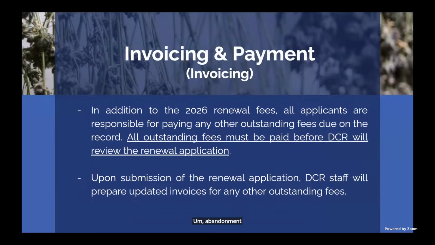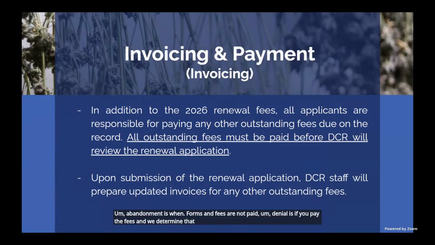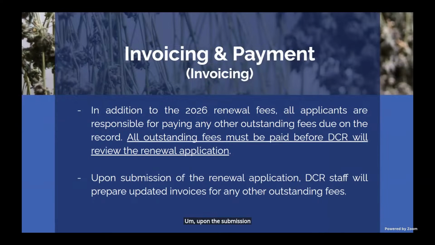Abandonment is when forms and fees are not paid. Denial is if you pay the fees and we determine that you're not eligible for renewal, we would send out a denial. Upon the submission of the renewal application, we'll prepare any updated invoices for outstanding fees so that you have the opportunity to pay anything that's past due.